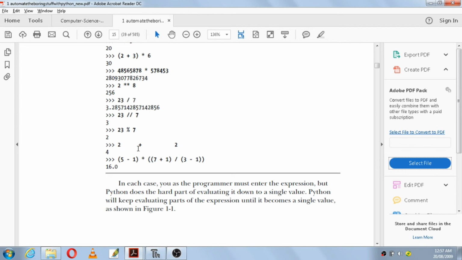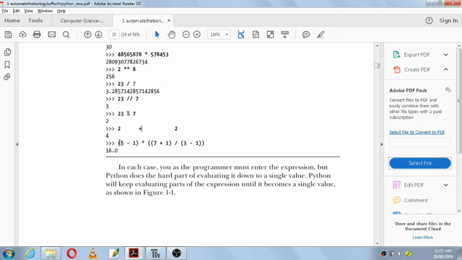Here 2 plus 2 with an extra space has been given. It will not give an error. It will calculate that also. 2 plus 2 will be 4. Here you can see there is an expression here, and 5 minus 1 is there. Parentheses are being used everywhere here. So when too many parentheses are being used, we will evaluate from left to right.